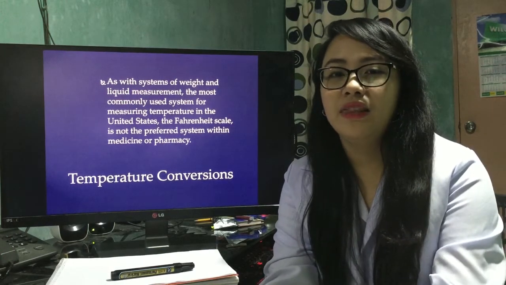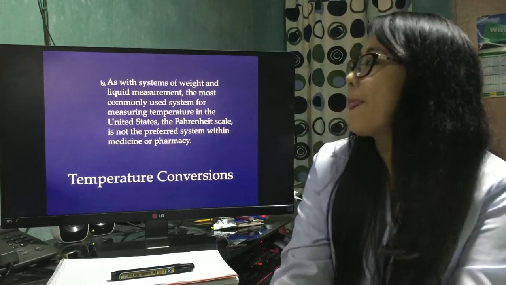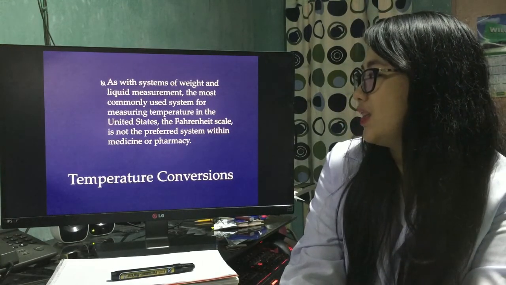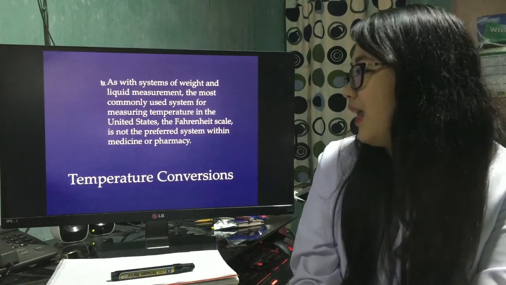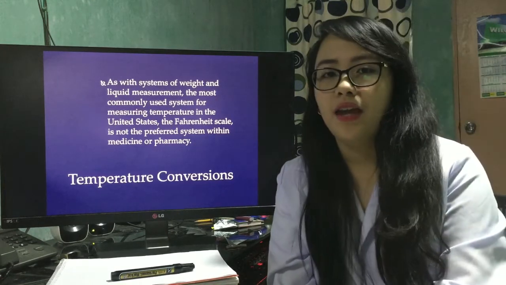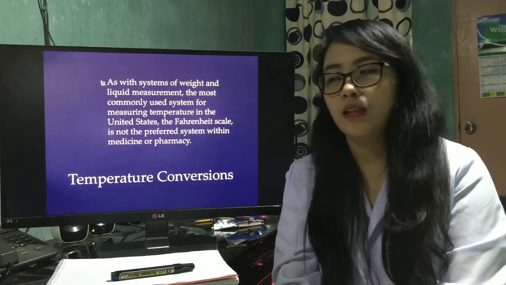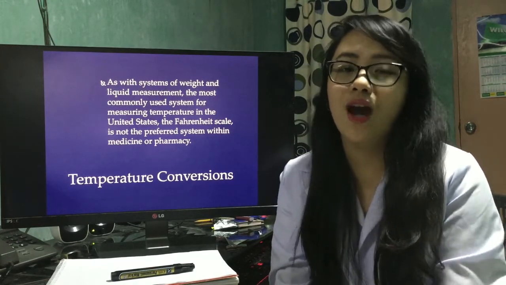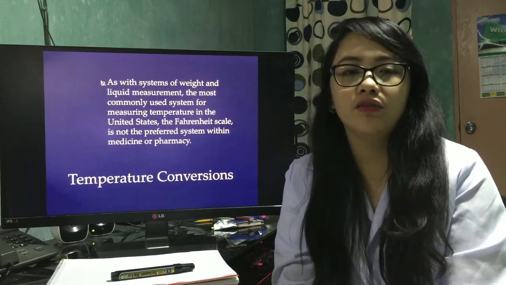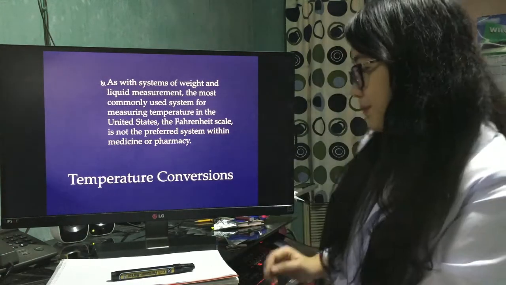Now we're done with the 3 systems of measurement. For additional, we also have the temperature conversions. As with systems of weight and liquid measurement, the most commonly used system for measuring temperature in the United States, the Fahrenheit scale, is not the preferred system within medicine or pharmacy. In the Fahrenheit system, water freezes at 32 degrees and boils at 212 degrees. In the Celsius system, on the other hand, water freezes at 0 degrees and boils at 100 degrees.